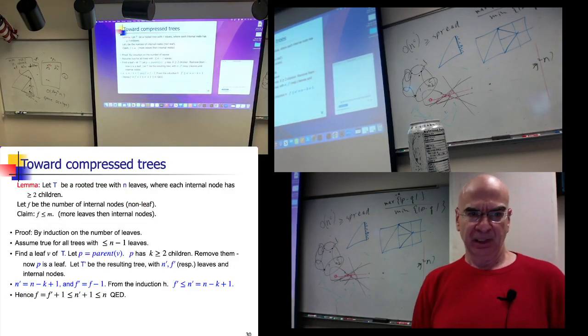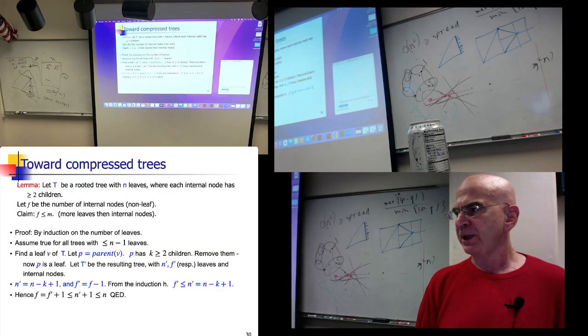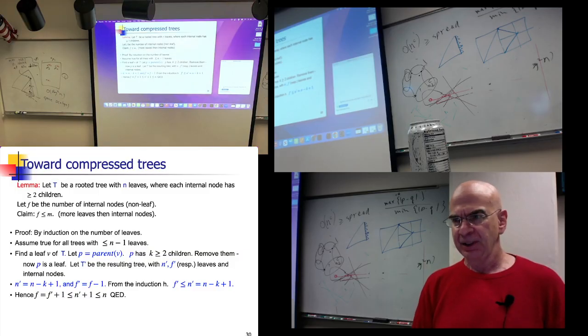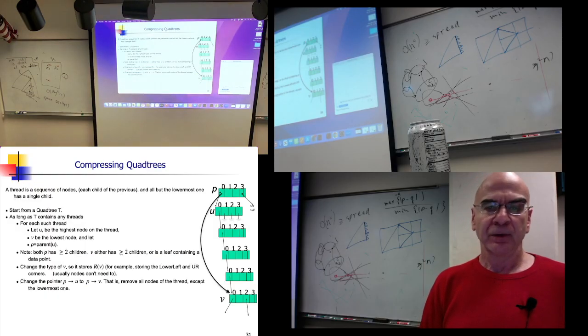OK. Compressed quad tree, we had a lemma that, please remember, the proof is not complicated. I might ask about it. I sometimes call it families with many children. If you have a tree where every internal node has at least 2 children, then the number of internal nodes is not more than the number of leaves. Where are we using it?